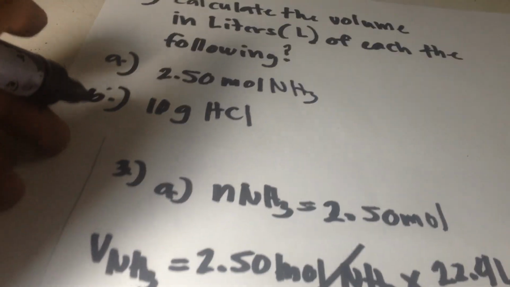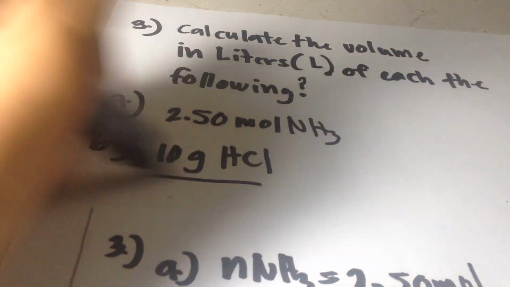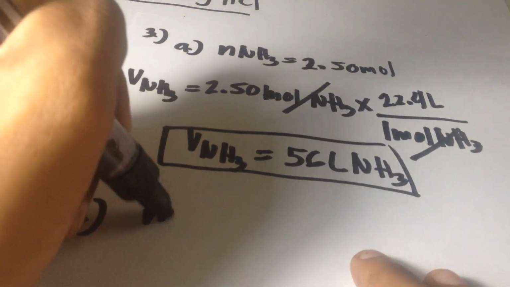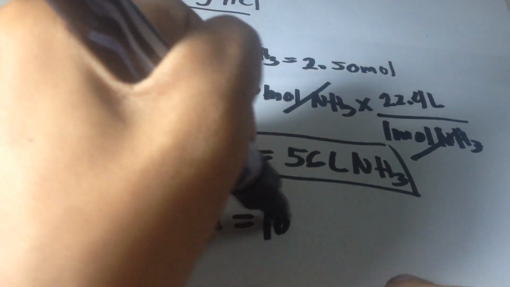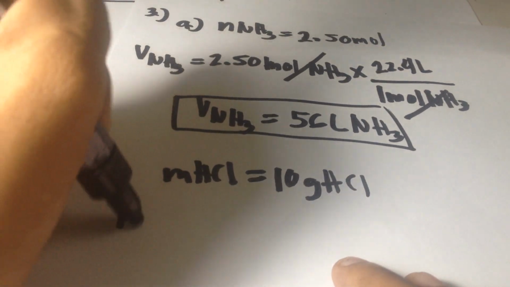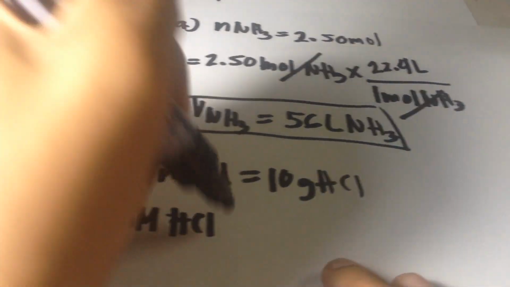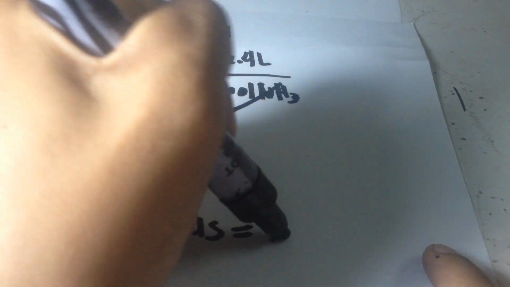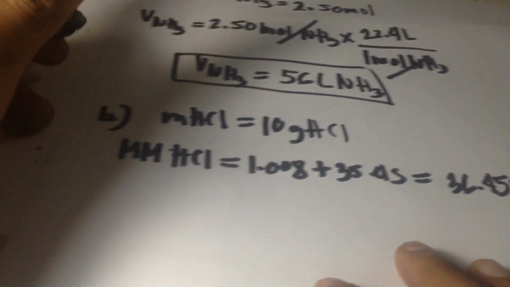How about letter B? We have 10 grams of hydrochloric acid here. In letter B, we have the mass of hydrochloric acid, which is 10 grams of HCl. And then we need to find the molecular mass of HCl first. So 1.008 plus 35.45 is equal to 36.458 grams per mole of HCl. So that's the molecular weight of HCl.